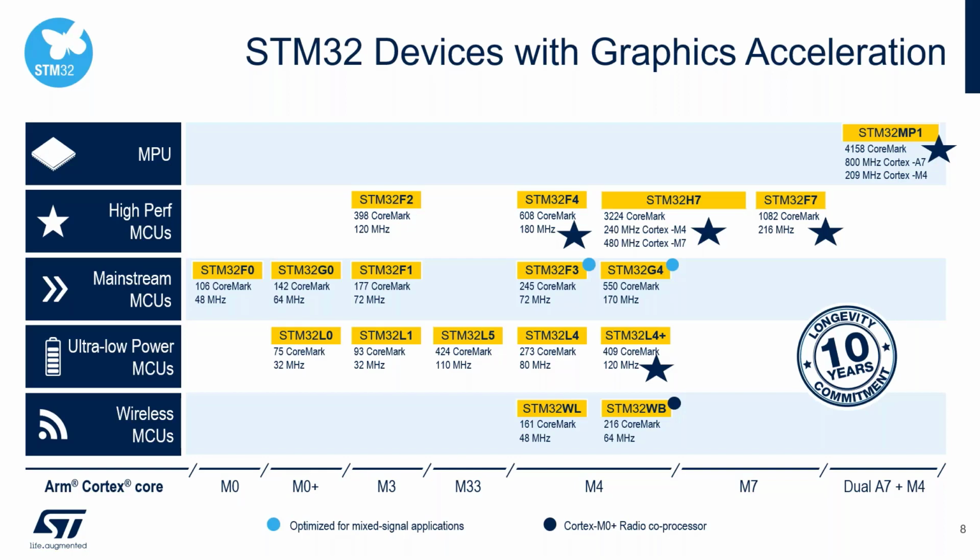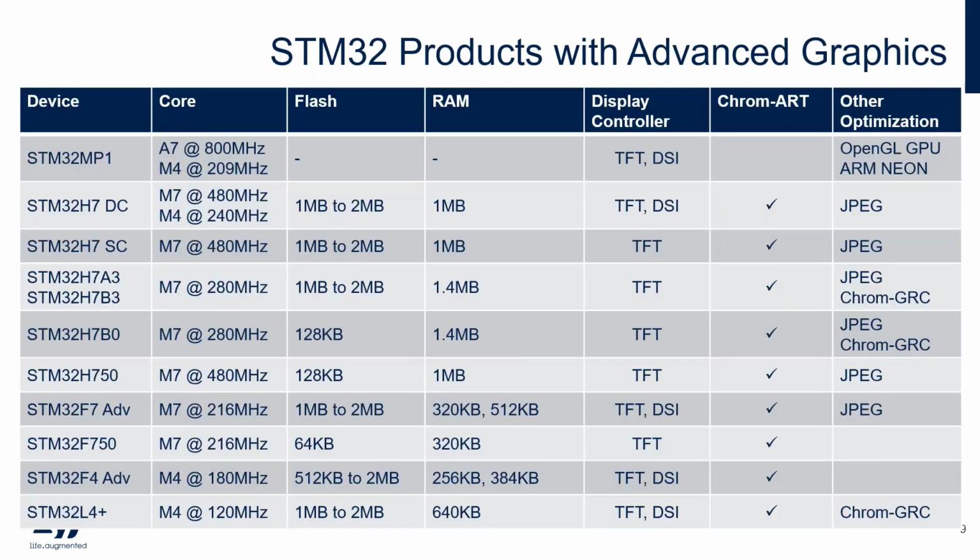On top of our hardware, we have Crank Software, who is one of our good partners for running a graphical user interface. Combined with our powerful hardware acceleration features like Chrom-ART and OpenGL and so on, you can really achieve great performance and a really good user interface. And the next slide, please, is a more complete overview of some of the selected STM32 products with advanced graphics.